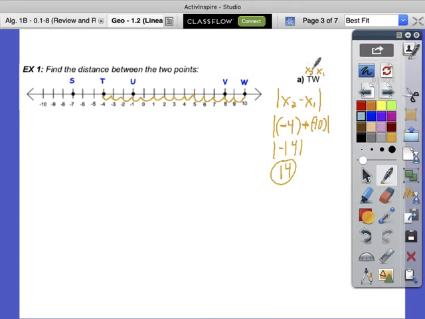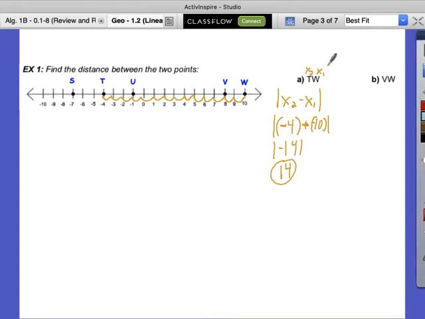Now before I asked, which one do we want to call x2 and x1? What would happen if we switched them around? What would happen if we said, okay, well actually, I'm going to call T x1, I'm going to call W x2. So instead of doing negative 4 minus 10, I'm going to do 10 minus a negative 4. Well, what happens when I'm subtracting a negative? We might know keep, change: we add the opposite of what's there. So what's 10 plus 4?